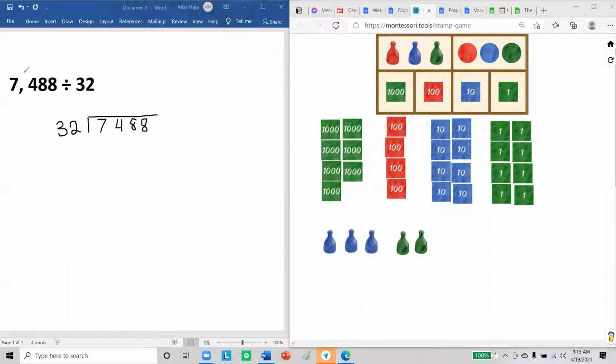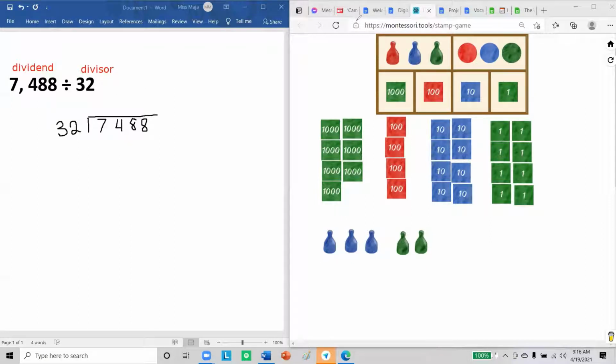This first number is what you call the dividend. Okay? Now, the next number, the second number, is what you call the divisor. So my divisor is outside the box, and that's my 32.